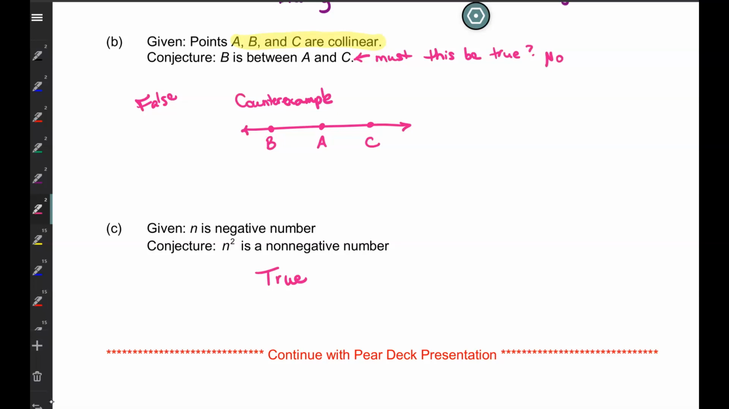Okay, so you are going to continue the lesson with a Pear Deck presentation. You will find a link for that under your assignments, and you're going to work on that for the rest of the period. And if you finish everything early, then you can start the homework.